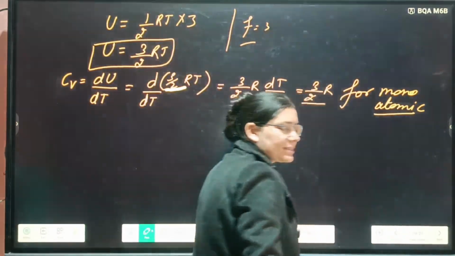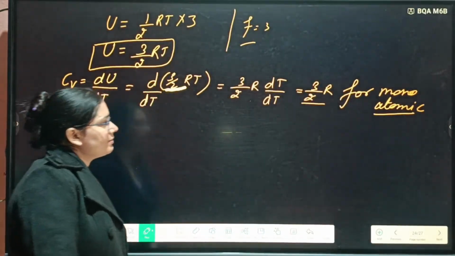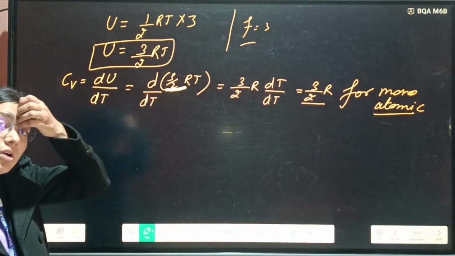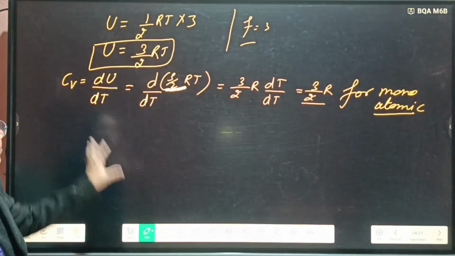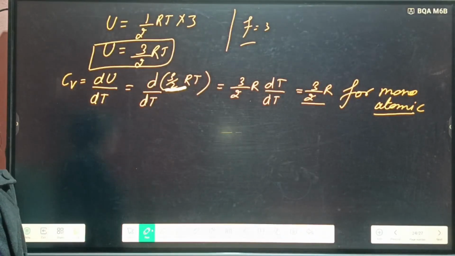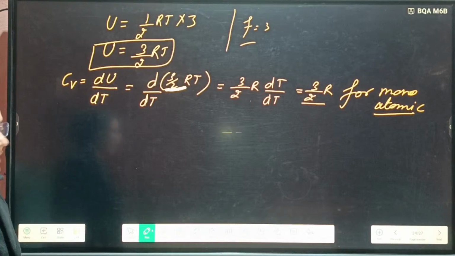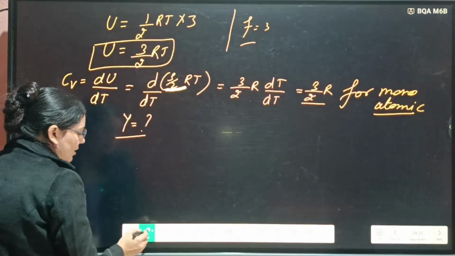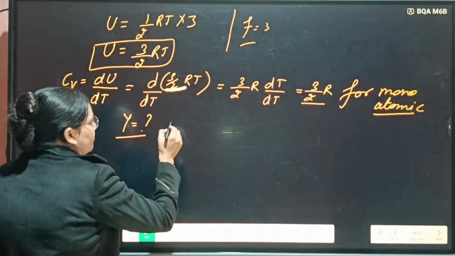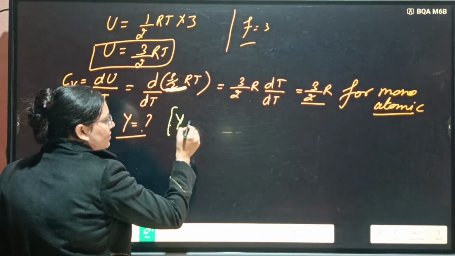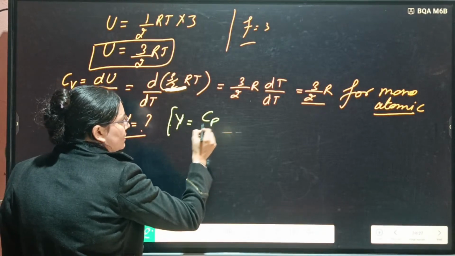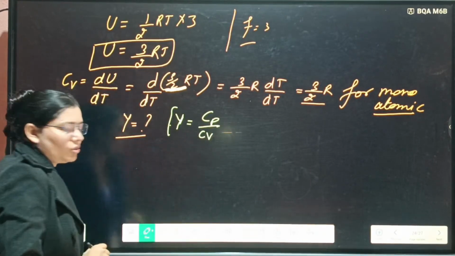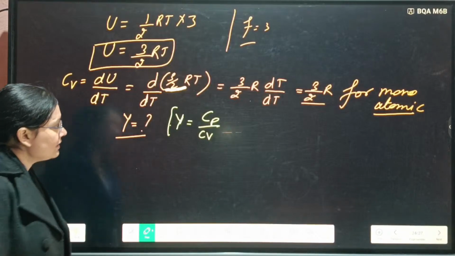monoatomic gases के लिए. Okay, using this one beta we can find their gamma also. How we can find their gamma? This one is your specific heat at the constant volume for the monoatomic gas. अगर आप gamma find करना, gamma is the ratio of the specific heats Cp by Cv.